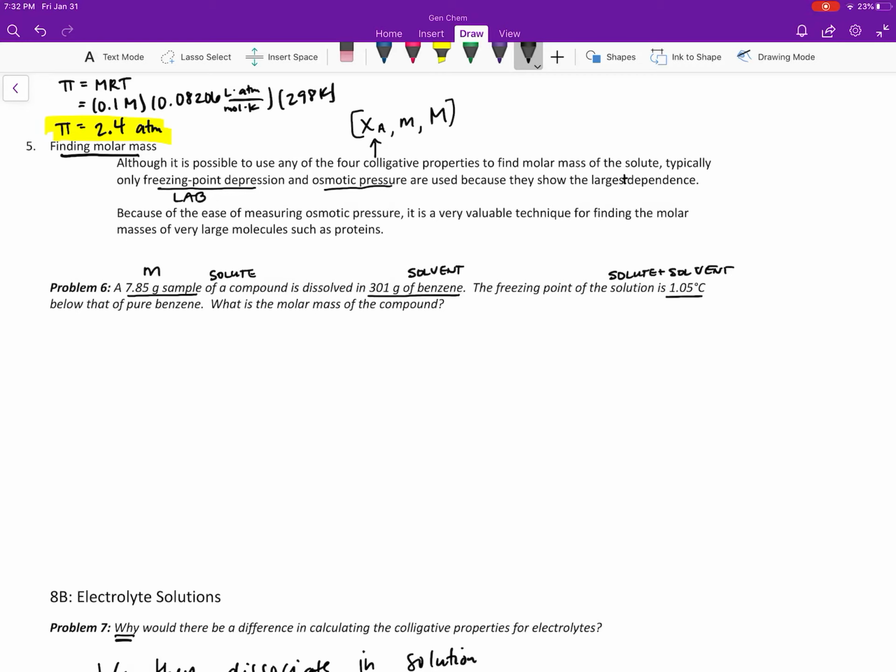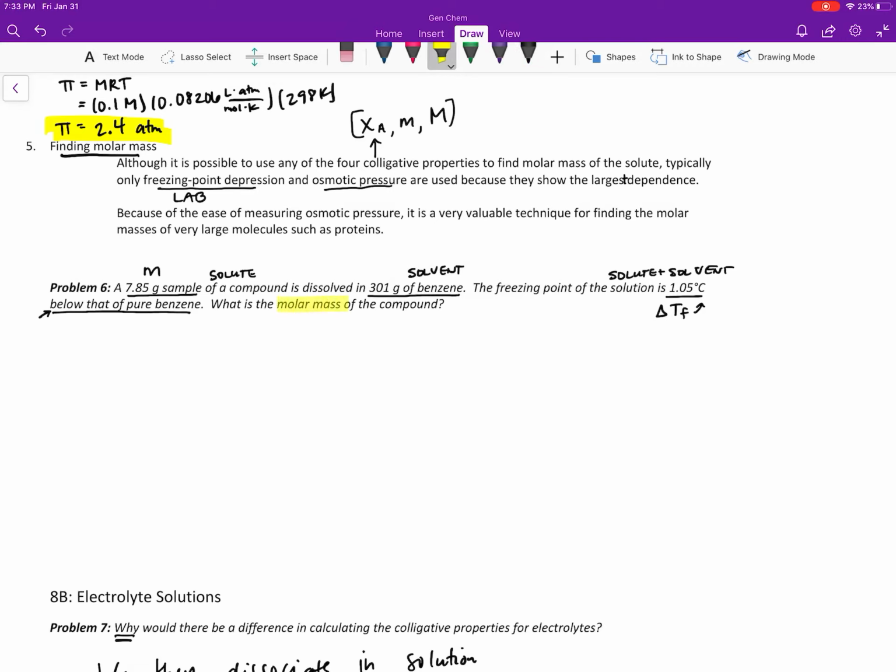The freezing point is TF, and so this is not of the pure benzene, this is of the mixture, and it tells you that it is 1.05 degrees Celsius below that of pure benzene. So what this really is is the delta T. It's the change, because it tells us that it was decreased by 1.05 degrees Celsius. And we want to know the molar mass.